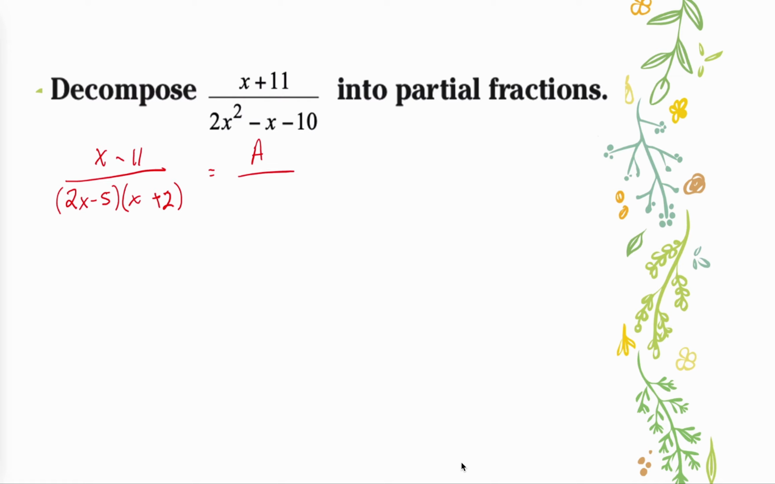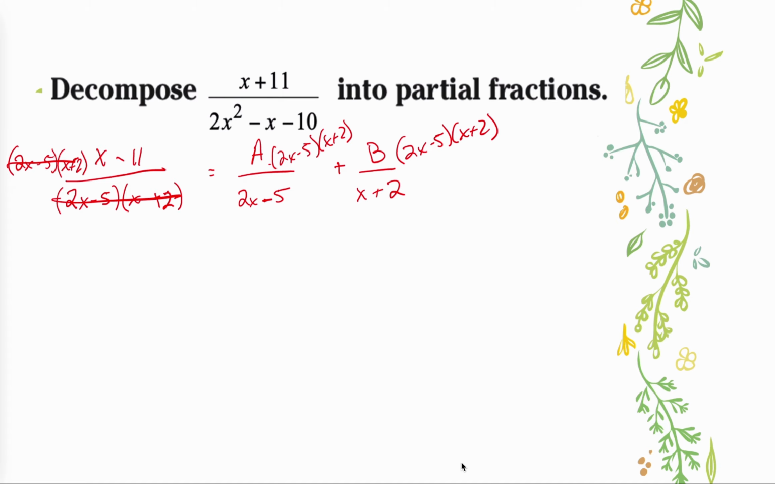Make this a/(2x - 5) + b/(x + 2). Multiply everything by (2x - 5)(x + 2).